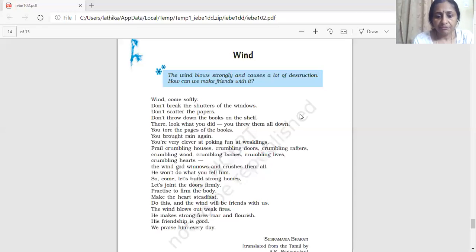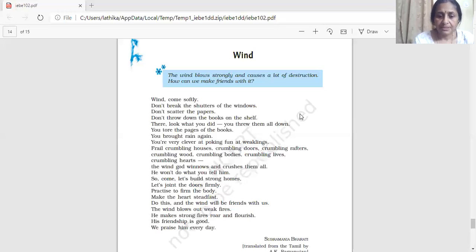The wind god winnows and crushes them all. So winnows is that what vessel we have to fan. So when you fan the wind, it becomes even stronger. So the poet is saying that the wind god winnows. It is as if the wind is blowing harder to crush these houses and everything and bring destruction, total destruction. He won't do what you tell him.